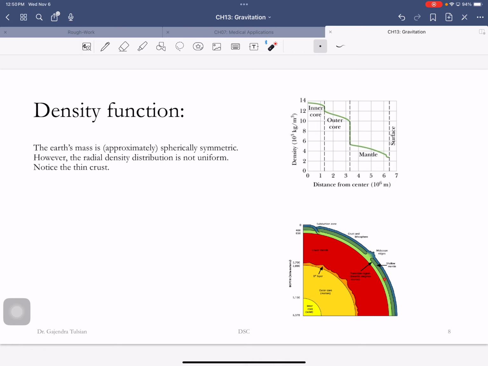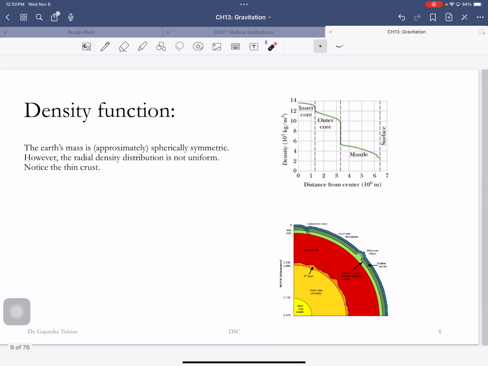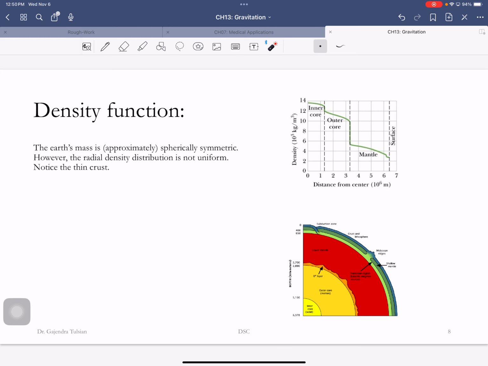Here's a picture of the structure of the Earth. Do you guys know the radius of the Earth? 4,000 miles, very good. So 6,400 kilometers, 4,000 miles. Okay, so here's the deal. The deepest hole we've dug is about 4 miles. That's 0.1%.